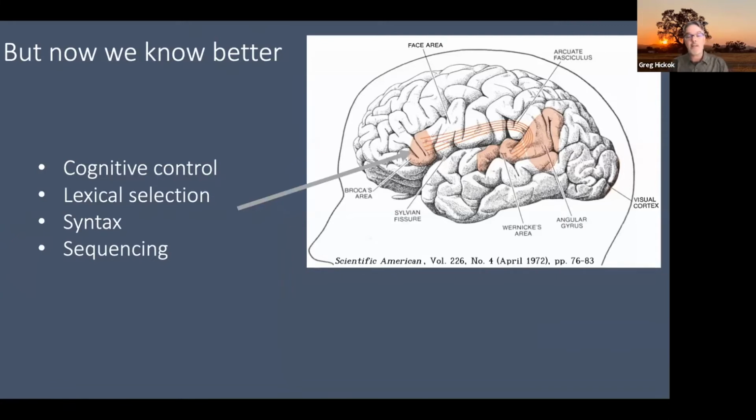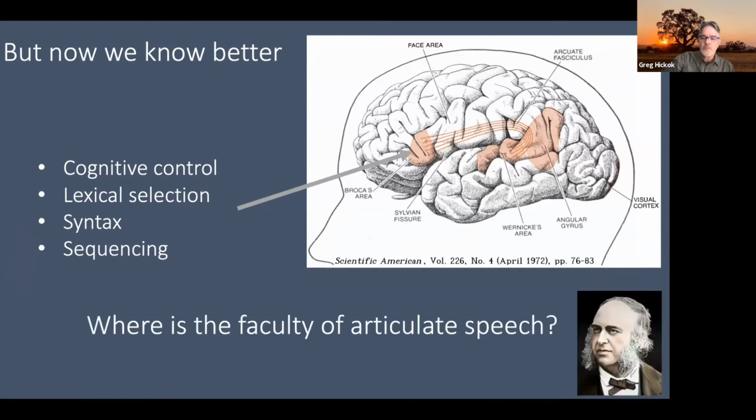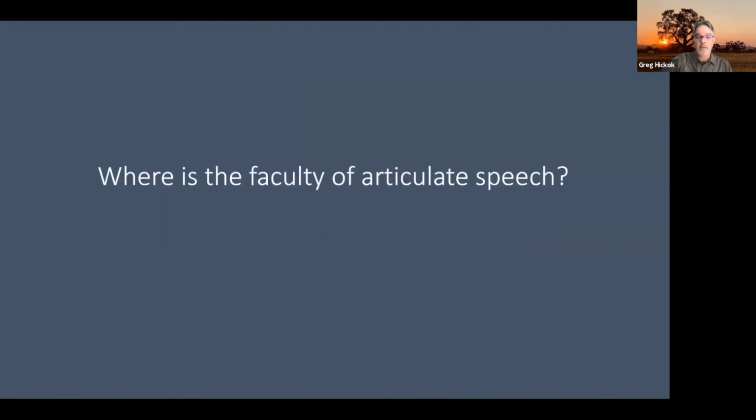So we've been studying Broca's area for a long time, and we know that it's multifunctional, it's not so simple, and it's been implicated in a lot of things, none of which are particularly low level. So things like cognitive control, lexical selection, syntax, sequencing of various sorts, working memory, the list goes on. So where then is this faculty of articulate speech that Broca was talking about?